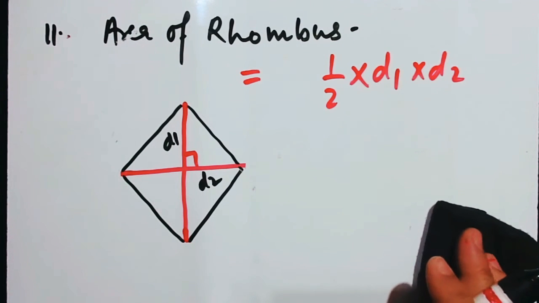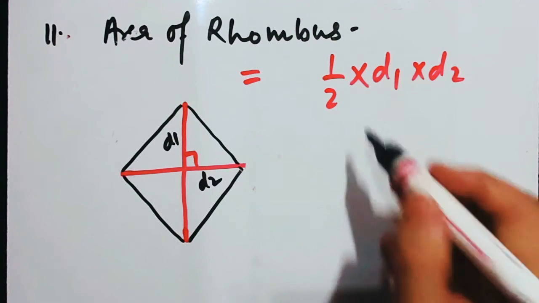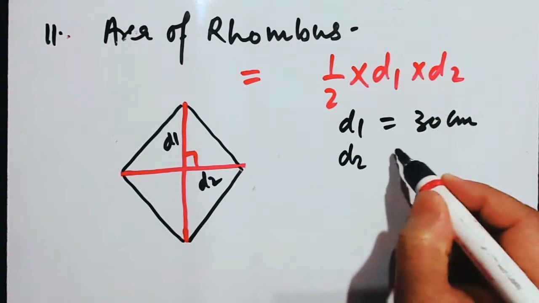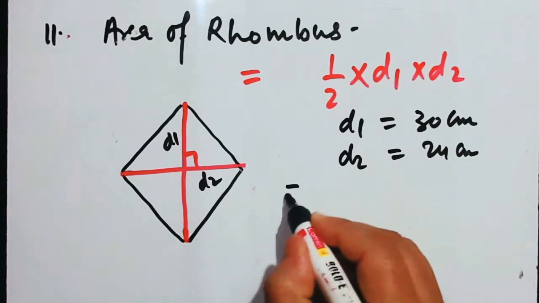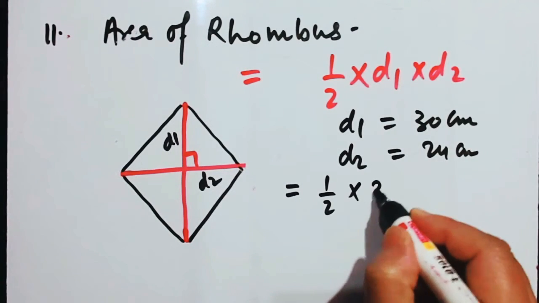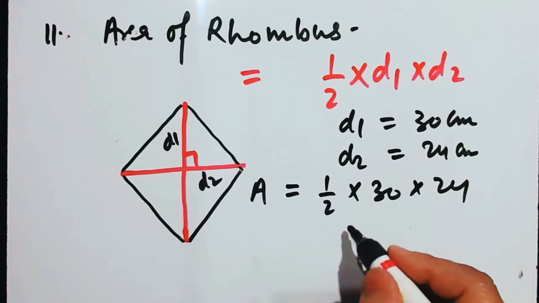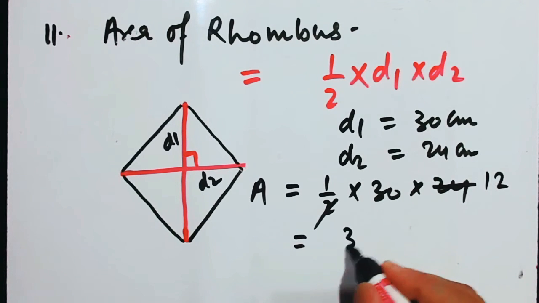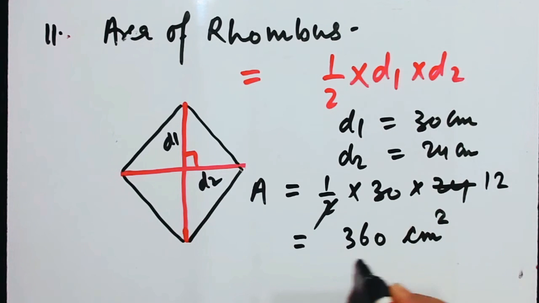Now let us come to number 11. Find the area of a rhombus if the diagonals are 30 centimeter and 24 centimeter. Means d1 is equal to 30 centimeter and d2 is equal to 24 centimeter. Now what is new in this? We'll just put it in the formula. Area is equal to half into 30 into 24, which will give you how much? 12 times 30 is equal to 360 centimeter square, once again centimeter square, because we are dealing with the area, isn't it?